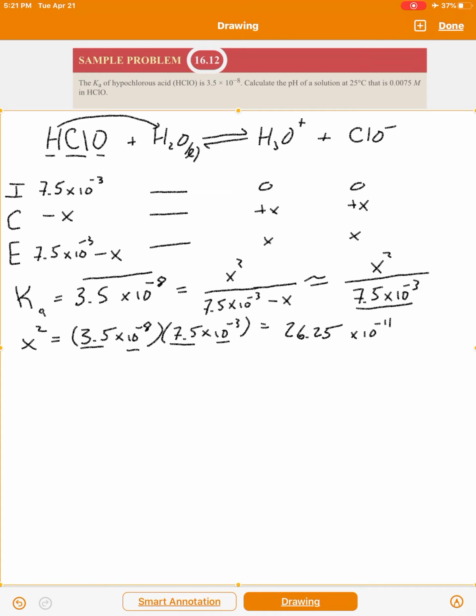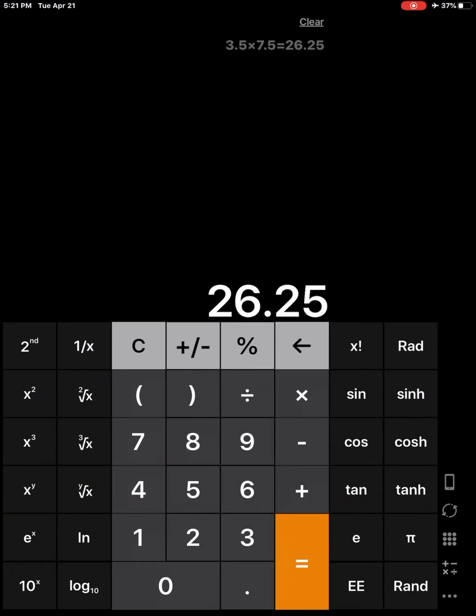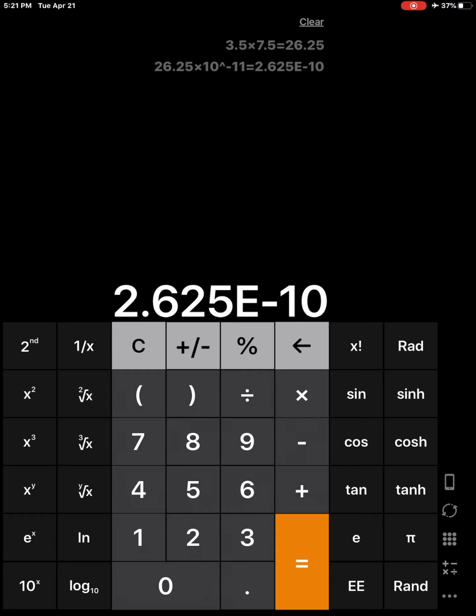Now notice that's not in scientific notation. It's not a number between 1 and 9 times 10 to the x, but this is just an intermediate step. So this doesn't have to be in scientific notation. So that's X squared. So let's just take the square root of both sides. X would be the square root of 26.25 times 10 to the minus 11. Okay, take the square root. 1.62 times 10 to the minus 5.